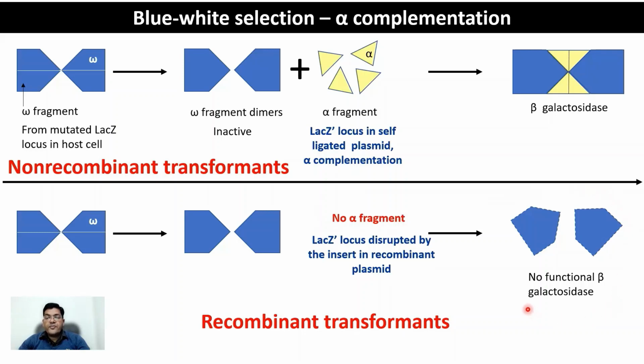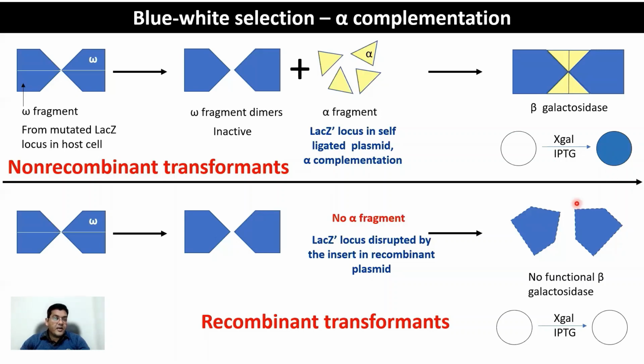And how do you assay for presence of functional beta galactosidase? That is done by conversion of X-gal to blue color, which happens in the presence of IPTG, which serves as the inducer of the lac operon. So in case of non-recombinant transformants, the X-gal is converted to blue color, and therefore the colonies are blue in color. In case of recombinant transformants, where there is no functional beta galactosidase, the X-gal is not converted to blue, and therefore these colonies are white in color. Right? So recombinants will be white in color, and non-recombinants will be blue in color.